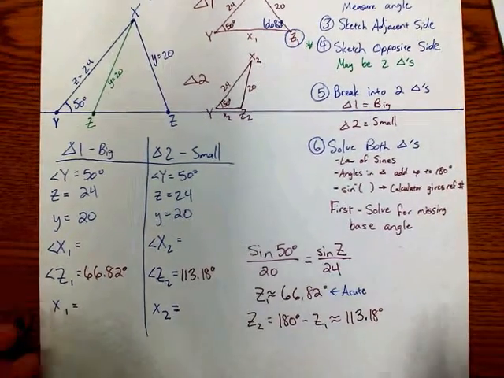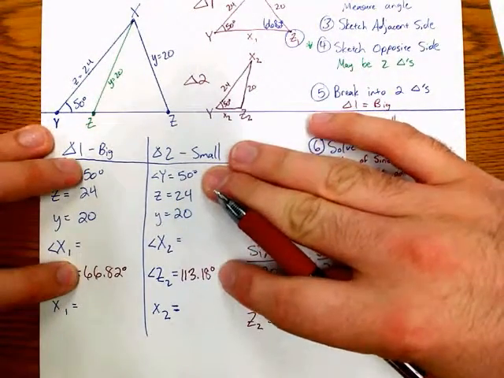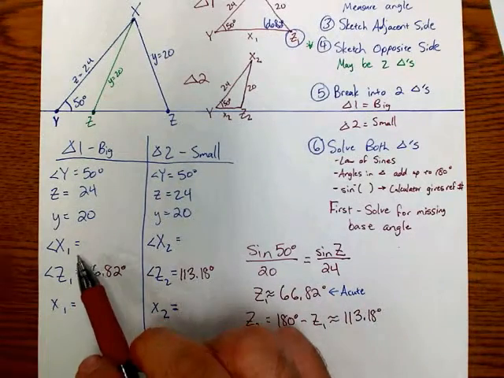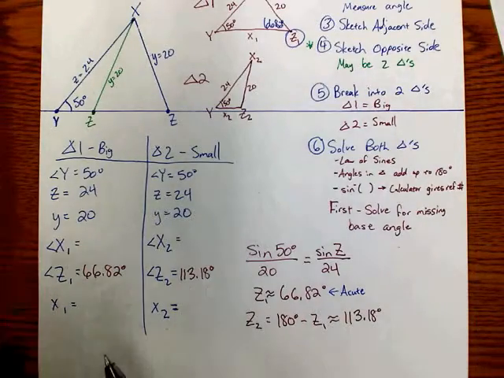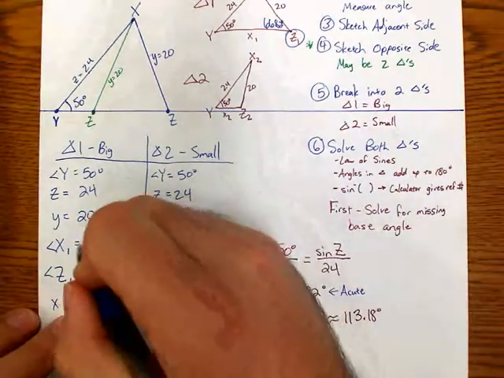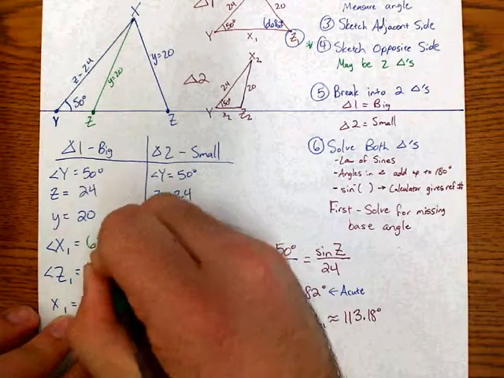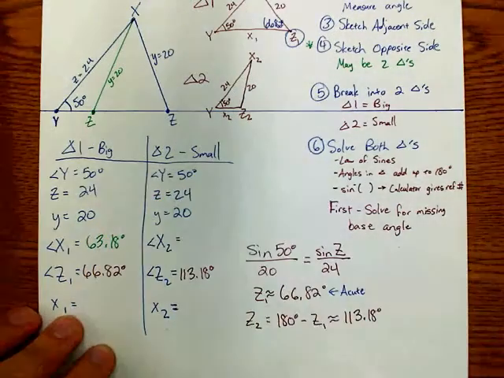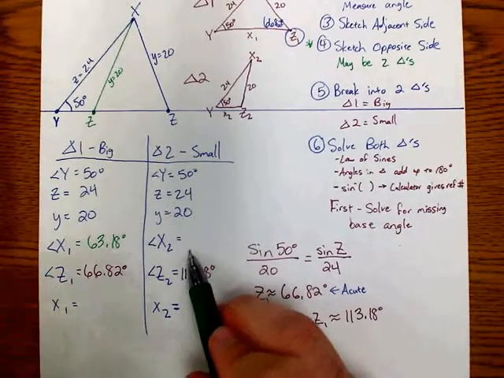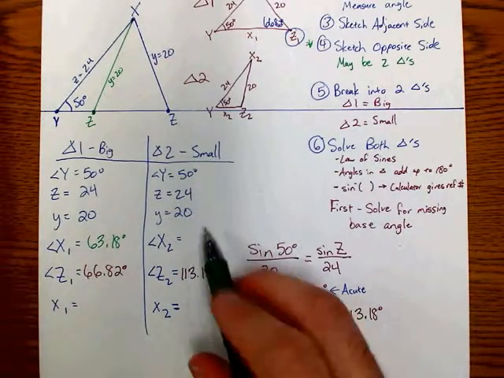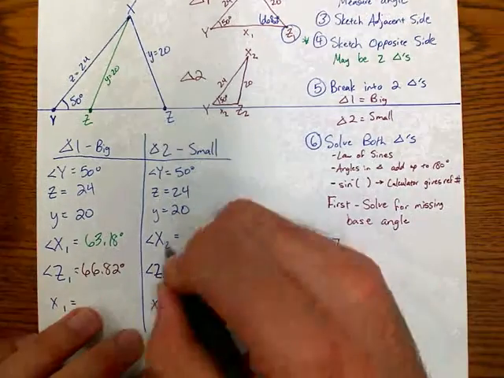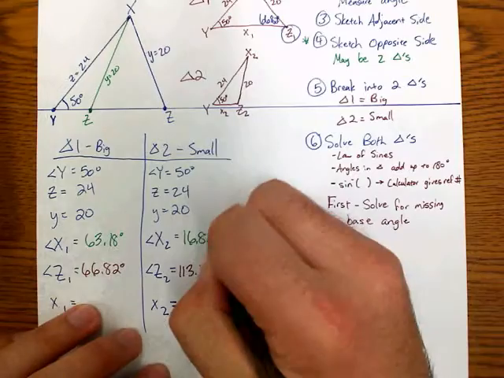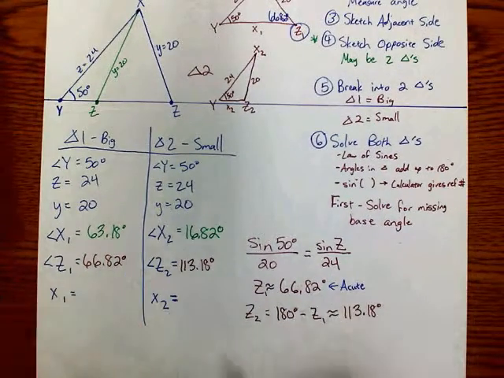We know two angles, which means that we can find the third angle by subtracting from 180. So that's 180 minus 50 minus 66.82 to get x1. So that gives us 63.18 degrees. We'll do the same thing over here. 180 minus 50 minus 113.18 gives us 16.82 degrees. You'll notice some similarities. That's because they're all adding up to 180 on each side.